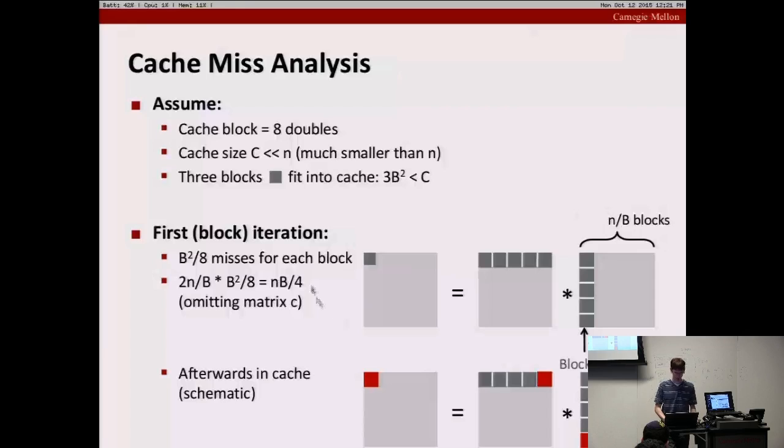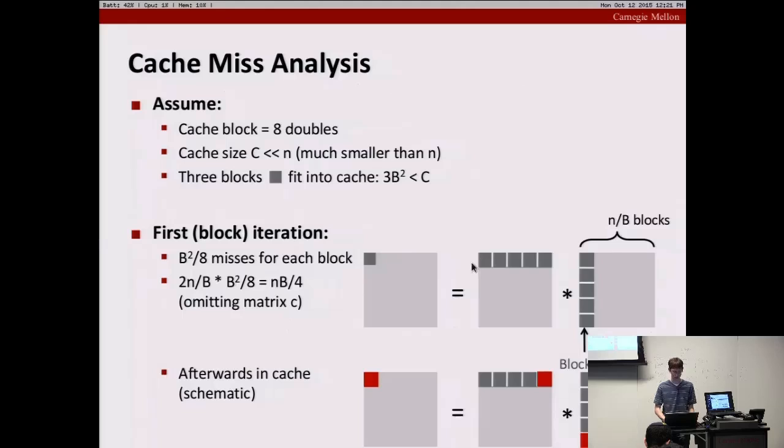So over here, we are doing 2n over b times b squared over 8. See, b squared over 8 is loading up all of the lines like before, and the 2n over b is the number of blocks we have. So b squared over 8 is the number of misses we need to load up one block, because there's b squared things in it and it loads up in lines of 8. And then we get everything in that line.